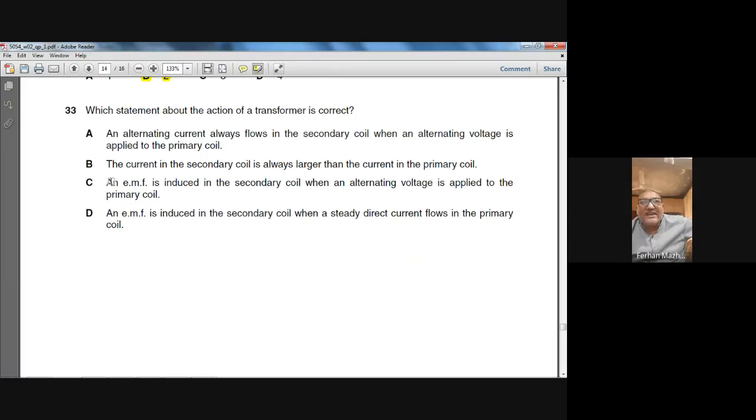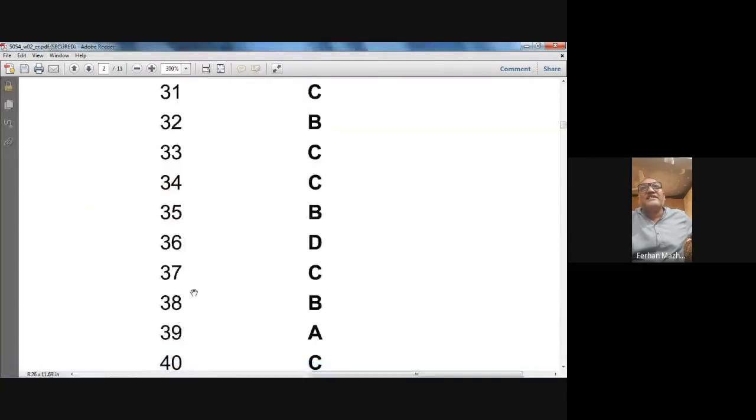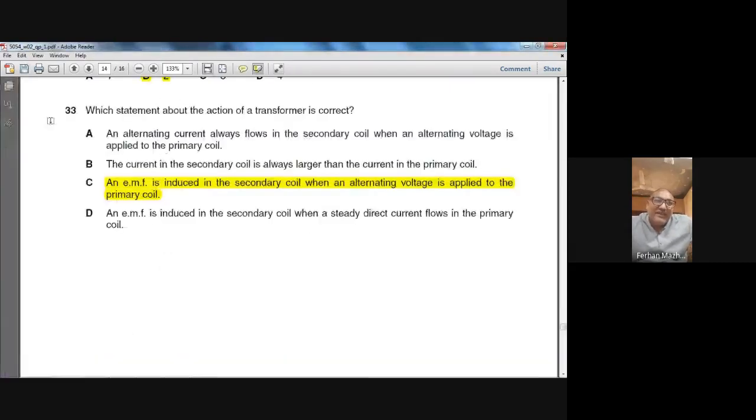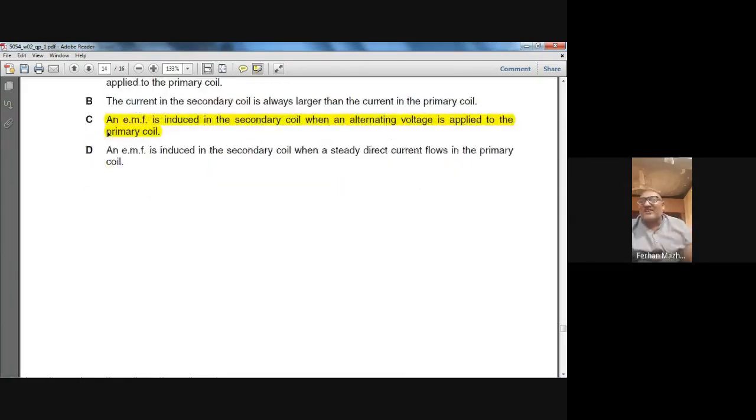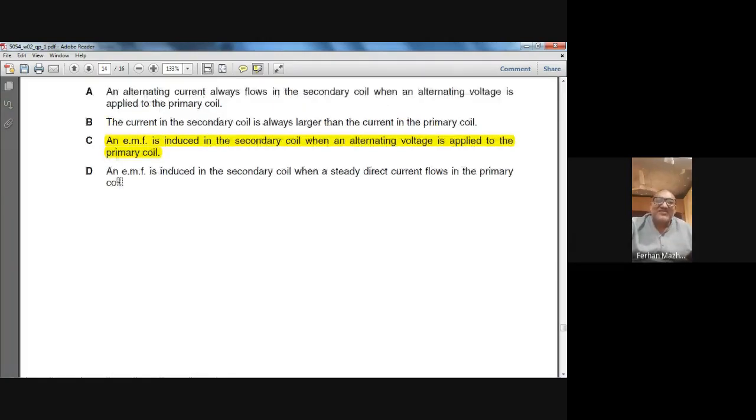So C looks the right answer, but why not A? An alternating current always flows in the secondary coil when an alternating voltage is applied to the primary coil. But C looks the best answer. An EMF is induced in the secondary coil when an alternating voltage is applied to the primary coil. Let me check. Question number 33, C is the right answer. The A statement has some problem with it. This can also be right, but I don't know. Something is wrong with this statement. C is the best one. It's the famous sentence, so that's why we have chosen C.